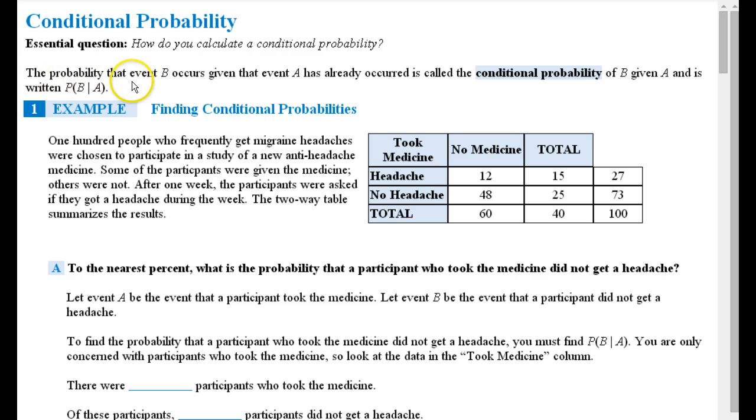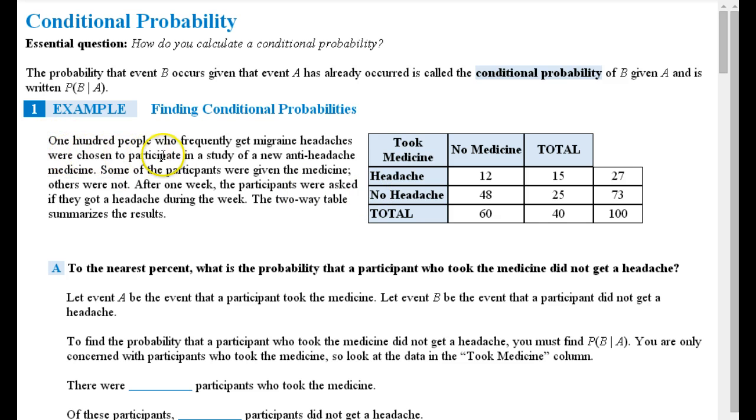So here we go. The probability that an event, say B, occurs given that a different event, we'll call it A, has already occurred, is called the conditional probability of B given A. And it's written P, B with a vertical line, A. You remember me talking about that. So this is the conditional probability notation, probability of B given A. So here, let's go through and see what that means and how it works.